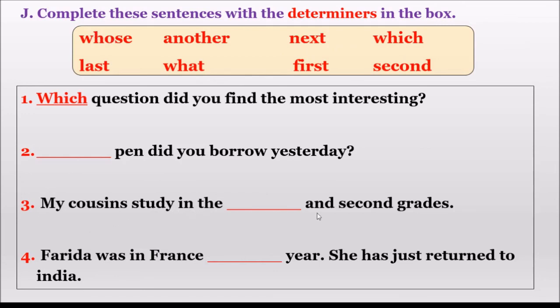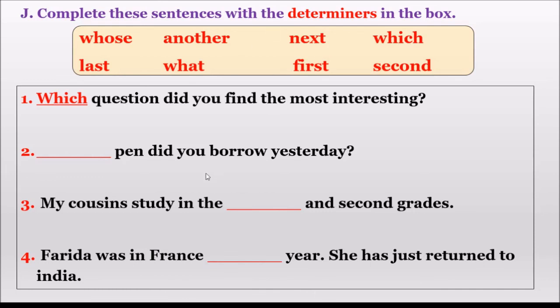My cousins study in the dash and second grades. My cousins means plural. So plural means two people. When we are talking about plural, here they have given second. So which answer comes here? My cousins study in the first and second grades. Okay, like that you can say. Now, fourth one. Farida was in France dash year. She had just returned to India. Farida was in France last year. She has just returned to India.